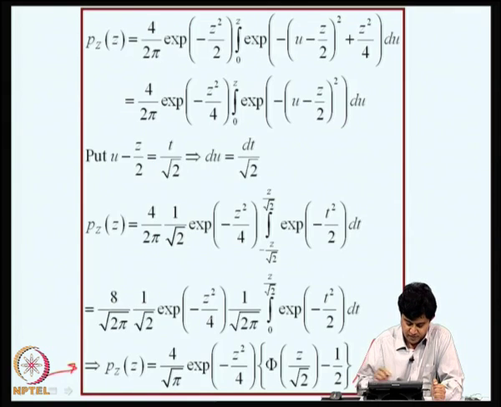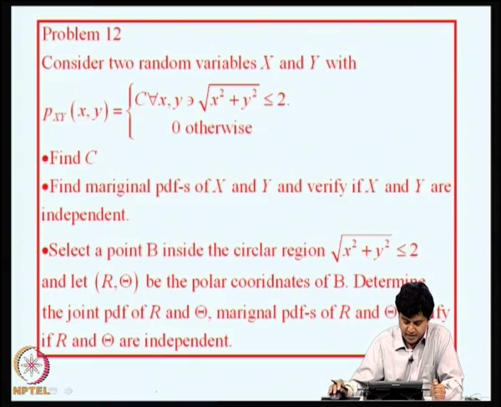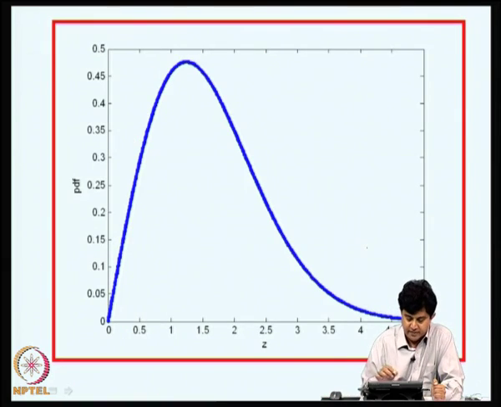Now, the plot of this function Pz of z is shown here, and it was numerically verified that the area under this function is 1.